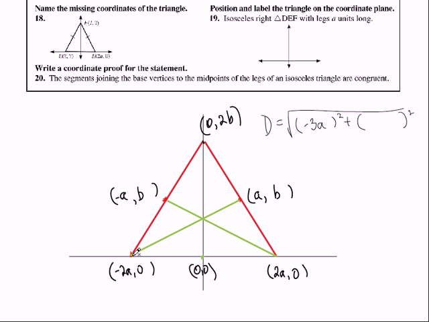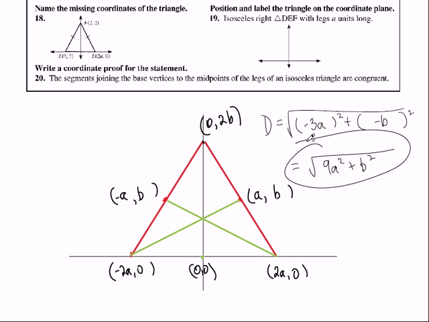Okay, what about the y's? 0 minus b is negative b, right? And we square it. So let's see what we get. This is going to be 9a squared, not negative, because when I square a negative, it's positive, plus b squared. So really, I don't have to simplify that anymore. Let's just keep it like that. So that's one length. Now what do I have to do to prove that the two lengths are the same?